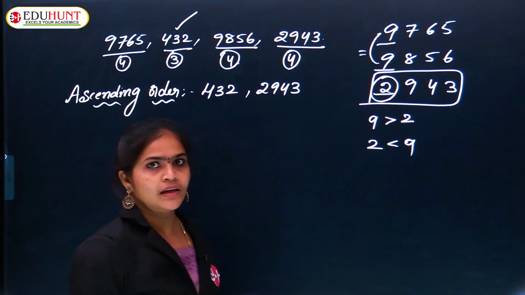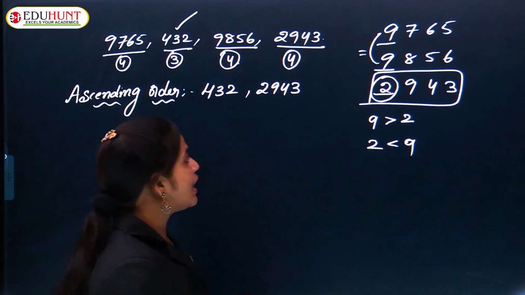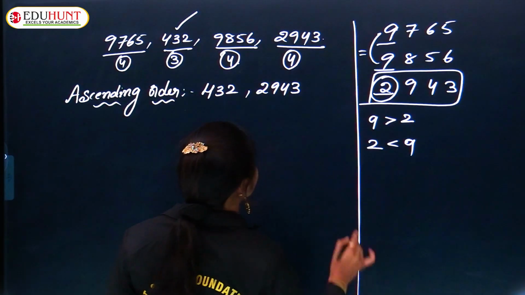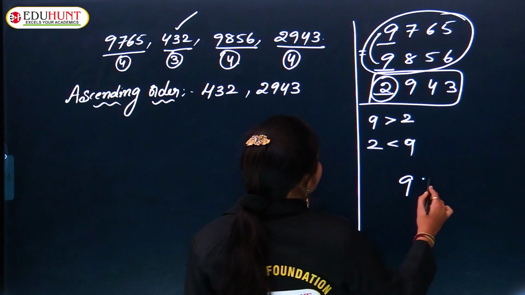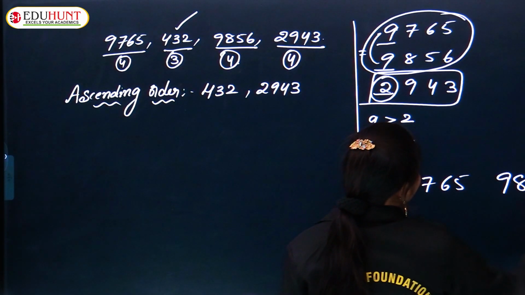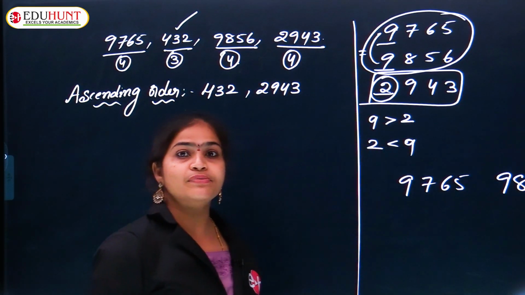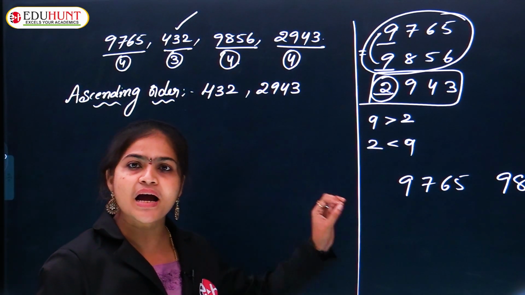2943. Clear ma? Second number also we got it. Next, third number. How to find that third number? Third number means out of these two numbers, 9765 and here next one 9856, which one is greater and which one is smaller? Actually, first we need to write which one is the smaller number.